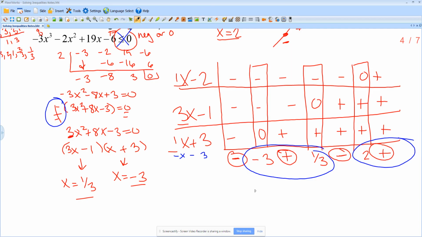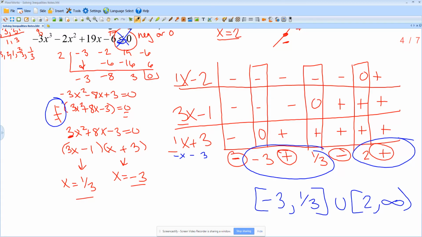So if I'm listing my interval, I'm going from -3, and this actually includes 0. So that will be a bracket. A bracket because in this column, I would get 0, and 0 is included. So -3 to 1/3 in union with 2 to infinity. Infinity always has a parentheses around it. So this is a really cool question because of that whole dividing by a negative thing, and you can deal with it in different ways.